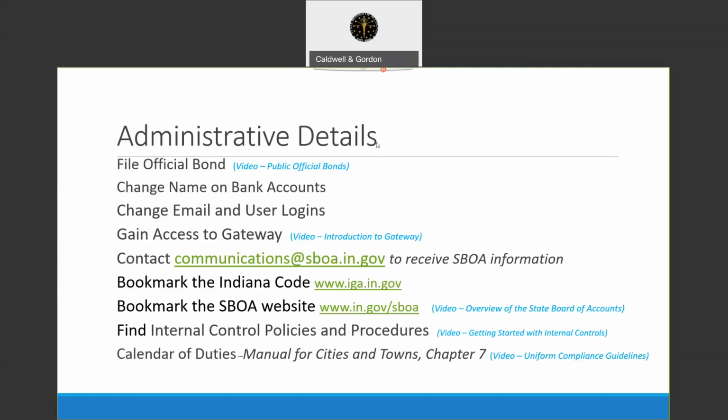Finally, we recommend that you take a look at the calendar of duties in the Accounting and Uniform Compliance Guidelines Manual for Cities and Towns, which is in Chapter 7. This is not an exhaustive list of duties, but it will give you a starting point. Also, make sure that you can find your internal control policies and procedures for your unit. You will need those as you continue through the processes of your city or town.